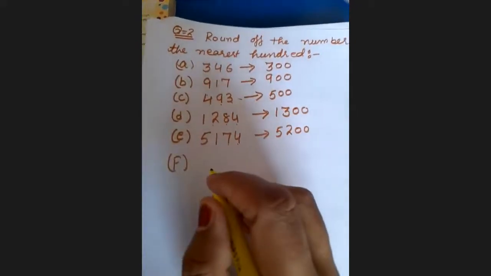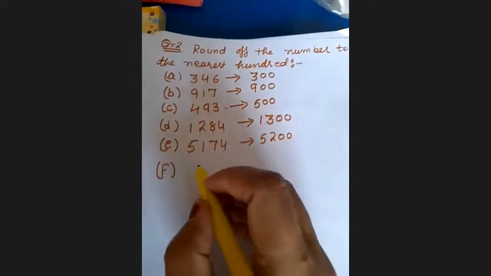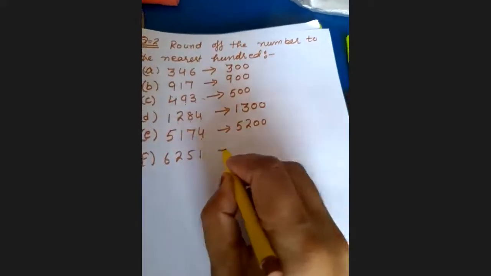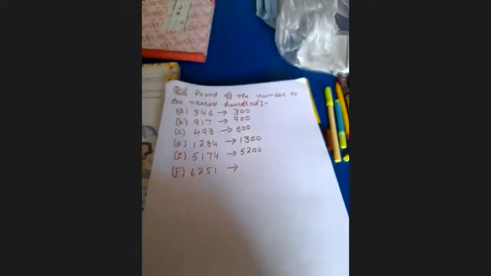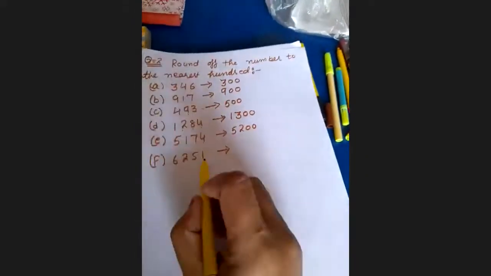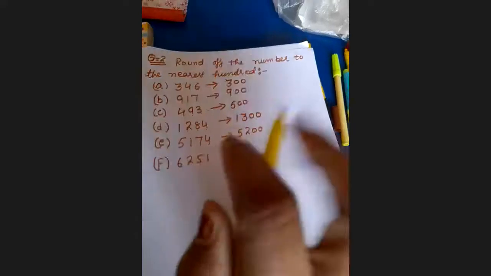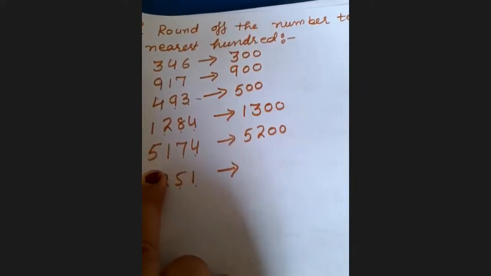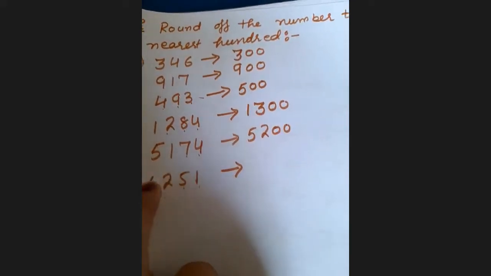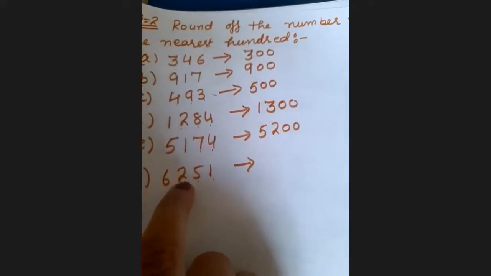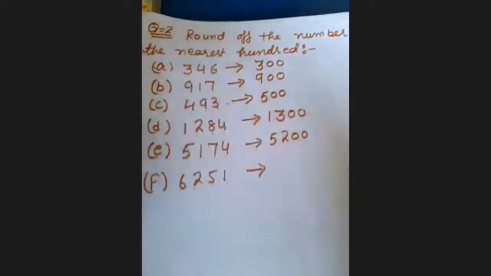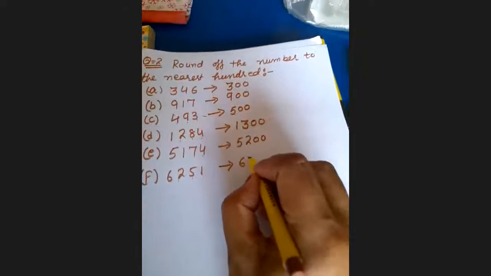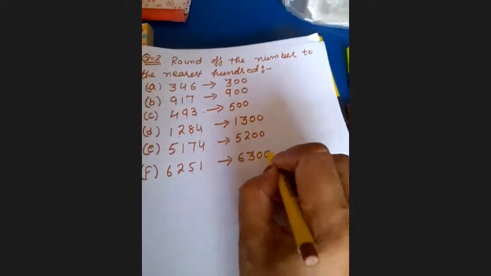Now your number is 6,251. Ones, tens, hundred. Now put your finger at the 100 place. So the next number is 5. So the nearest value is 6,300.